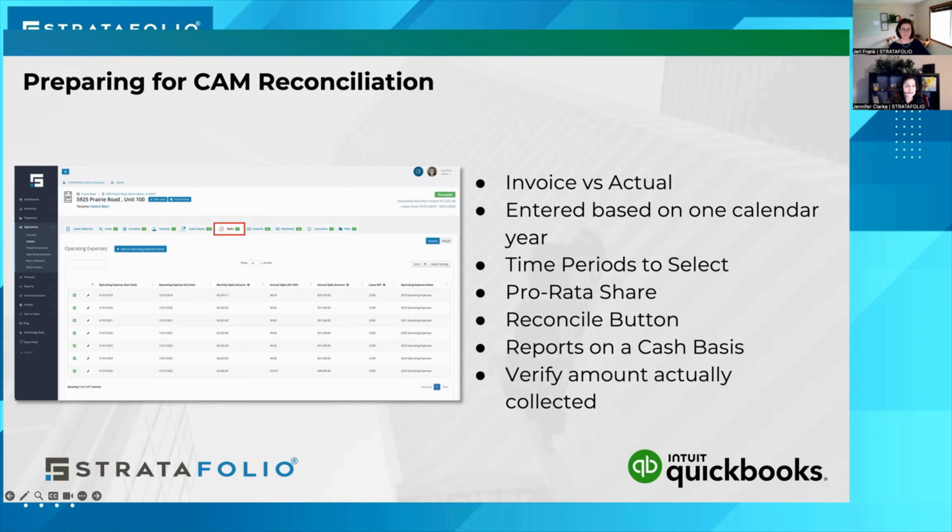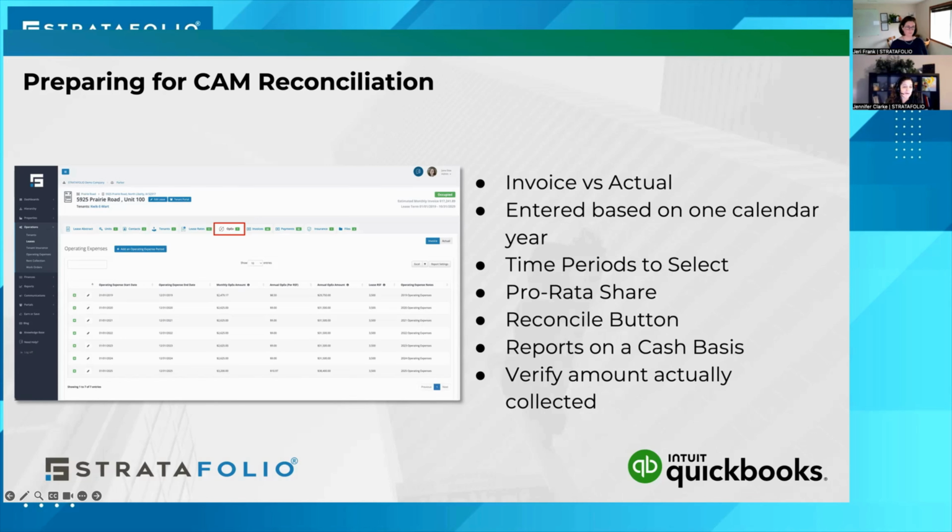Yep. So when you're preparing for CAM reconciliation, there are two parts of the operating expense tab. One is the invoices and then the actuals. The invoice section is for the amounts and income items being added to an invoice. The actual section is where we start to pull those expenses in to figure out the delta between the income and the expenses to reconcile your operating expenses.